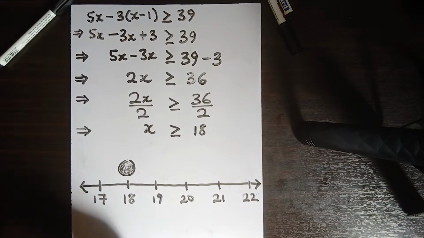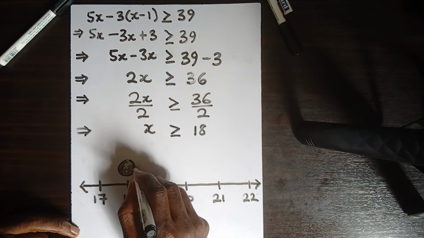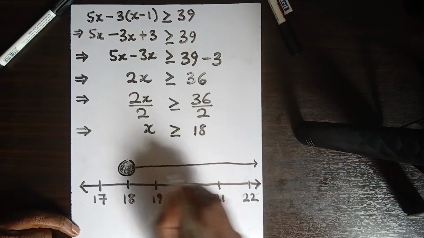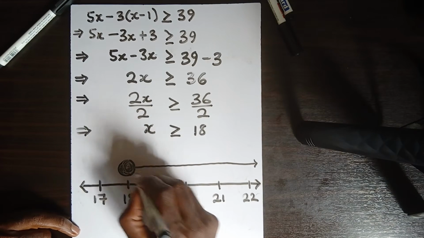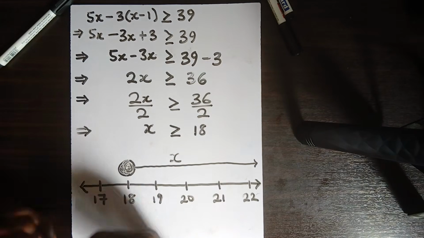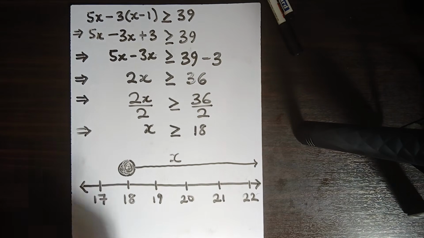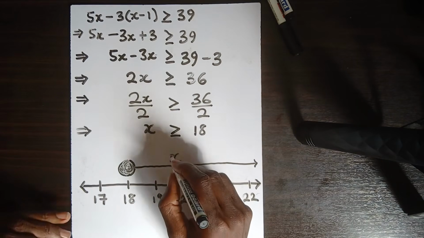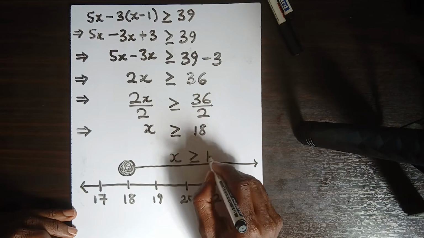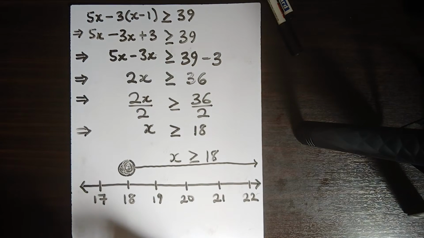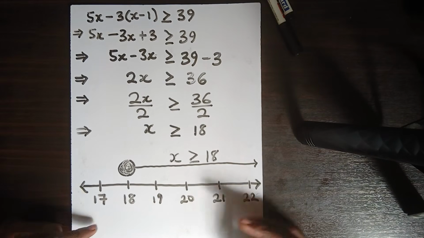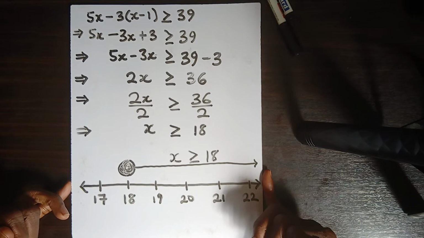And then all the values that are greater than 18 are also part of the solution set. So you make sure you deepen this, and then you write on top of the arrow or the ray, you write on top of it x greater or equal to 18. So this is your illustration. Make sure that you use a ruler to do that nicely.